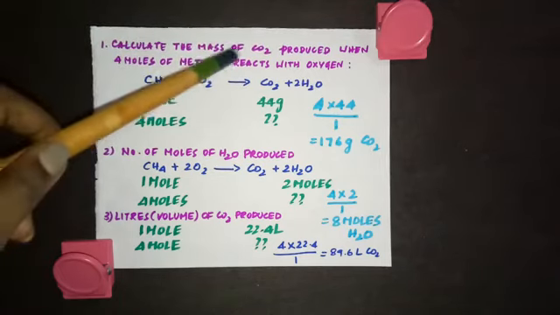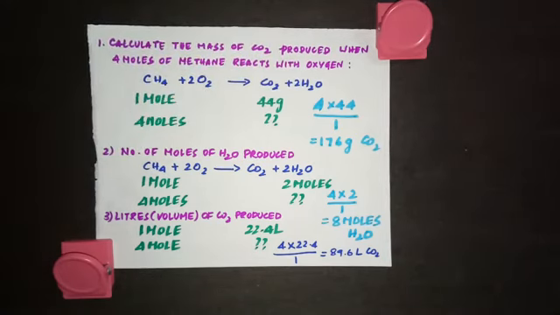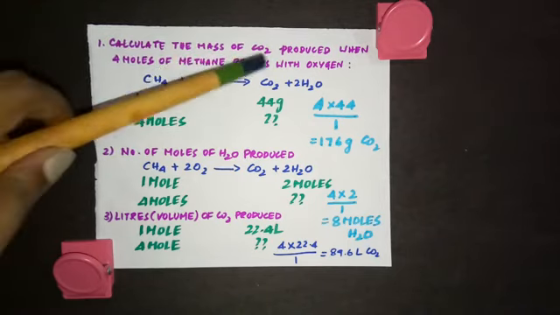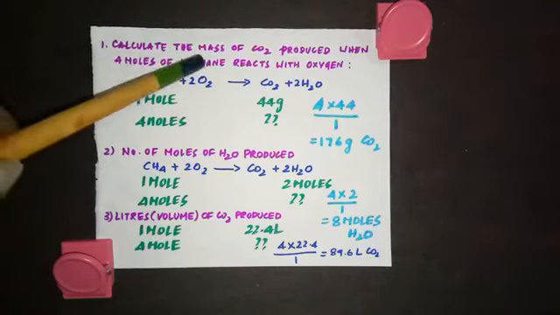Calculate the mass of carbon dioxide produced when 4 moles of methane reacts with oxygen. So the first step is to frame the equation according to the given statement. They are telling methane reacts with oxygen. Don't take this 4 moles, just frame the equation with methane and oxygen.